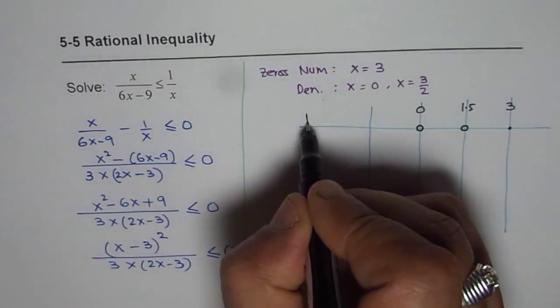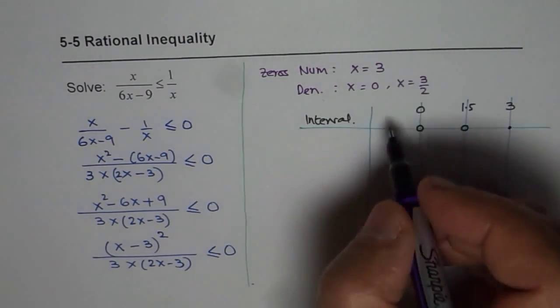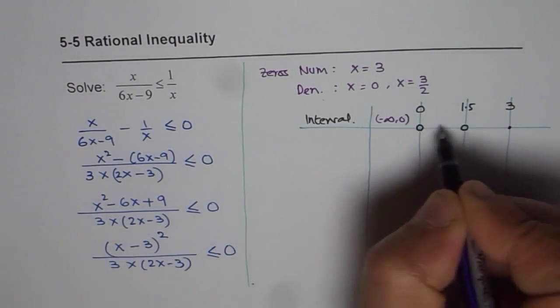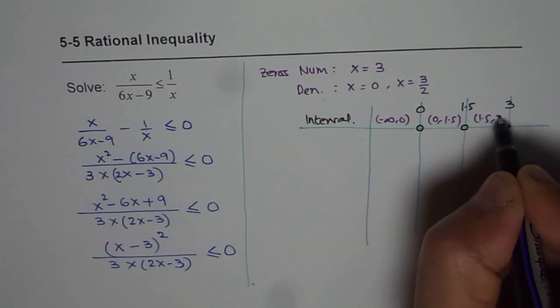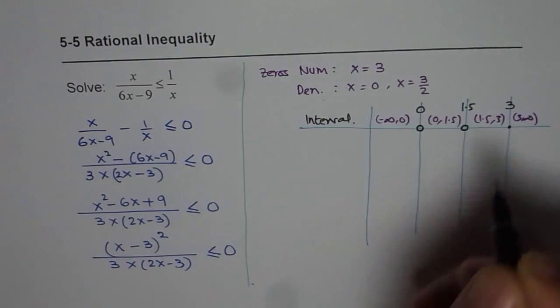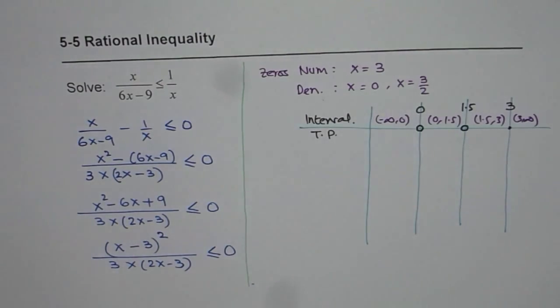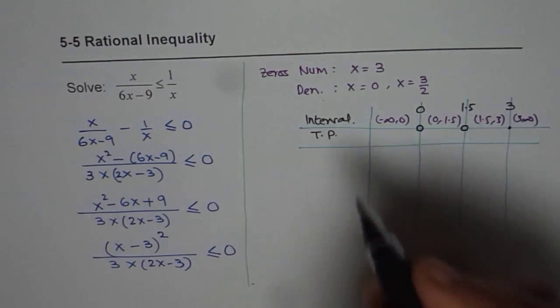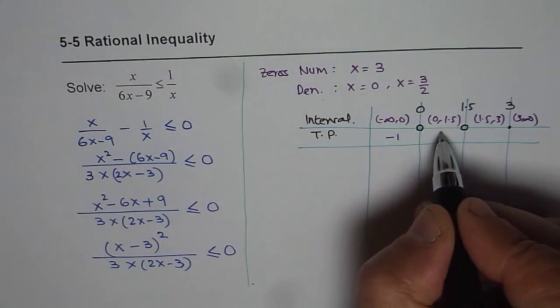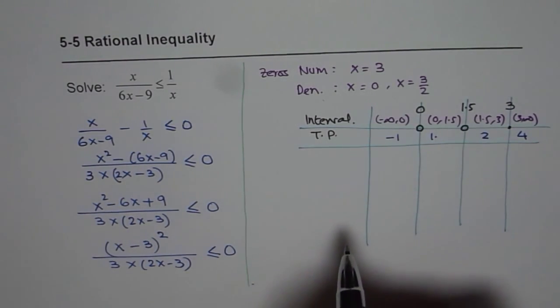So the intervals we have are, let's write down the intervals. Here we have the interval from minus infinity to 0. Then we have from 0 to 1.5, 1.5 to 3, and from 3 to infinity. So let us take test points in these intervals. Here we could take minus 1. Here we could take 1, 1 is enough. And then here we can take 2 and 4. So these are the test points.